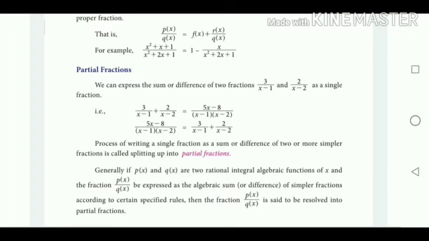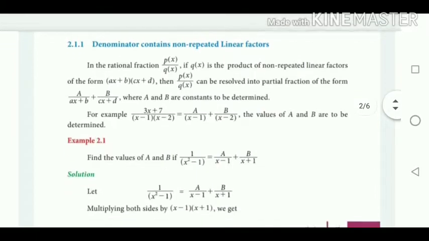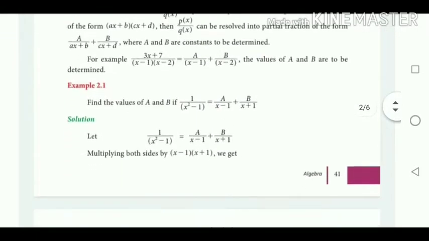So the process of writing a single fraction as a sum or difference of two or more simpler fractions is called splitting up into partial fractions. So let us see a sum related to this. Find the value of a and b if 1 by x square minus 1 equals a by x minus 1 plus b by x plus 1.